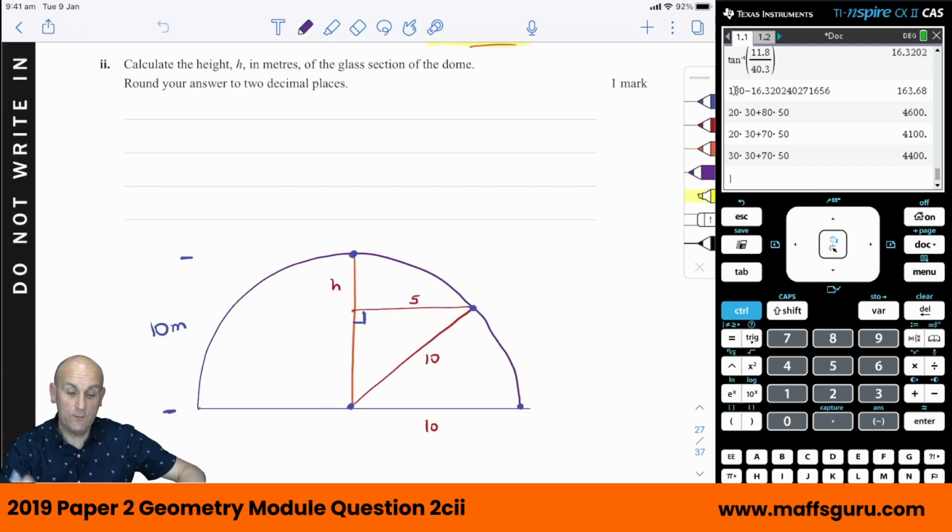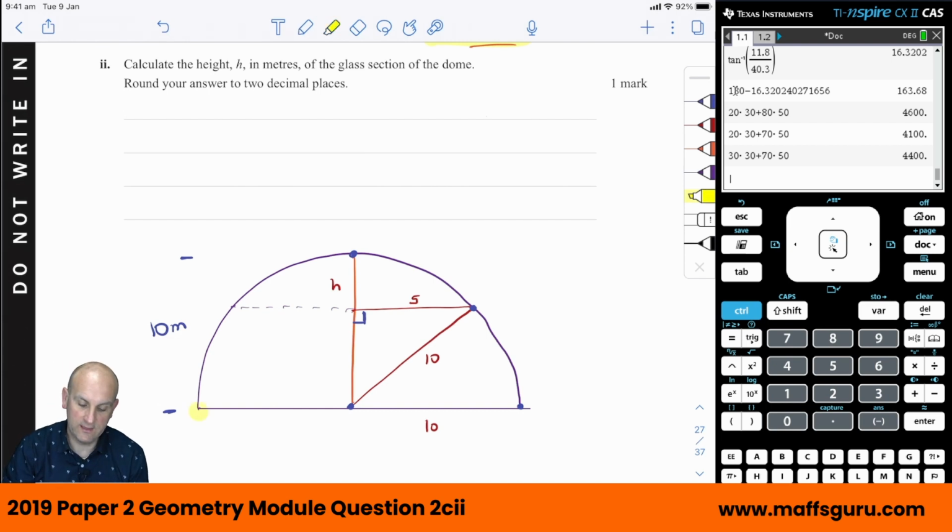Okay, so in part 2, calculate the height h in meters of the glass section of the dome. Round your answer to 2 decimal places. I will be honest with you, this one gave me a little bit of head scratching for a moment. What I want you to imagine is that the top part of the dome is this section here with the dotted line. We already knew that the diameter of this was 20. That was given in the question.